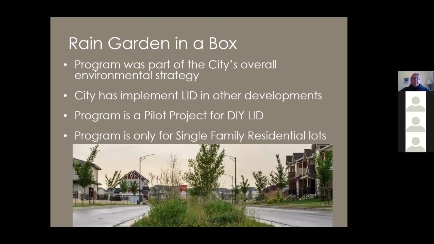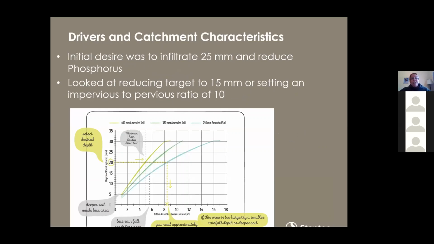And the city actually has implemented LID in several developments and on several city projects. This program was a pilot project for do-it-yourself facilities, and it was designed for single-family residential lots only. So the initial desire was to infiltrate 25 millimeters and to reduce phosphorus inputs to the Saskatchewan River. Now, the soils in Edmonton are generally poor. There are some areas with sand, and they wanted to use a local source of materials for these rain gardens.